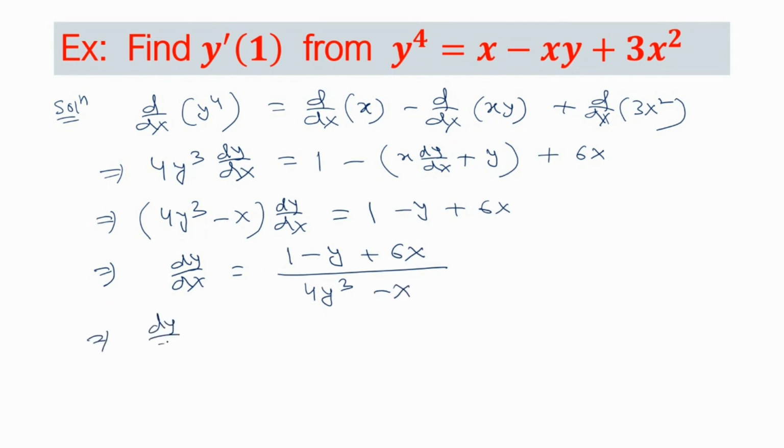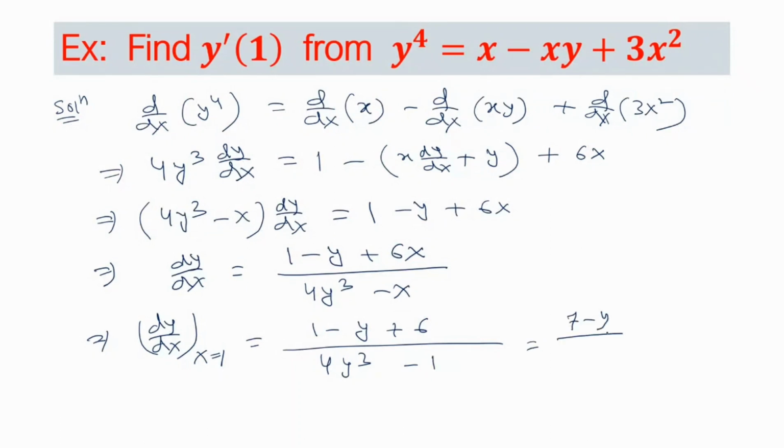So this implies dy/dx when x is equal to 1 is (1 minus y) over (4y to the power 3 minus 1 plus 6y). Now here we note that we don't know the value of y when x is equal to 1. If it is given, then we can calculate it. Otherwise, we may keep the answer with respect to y.